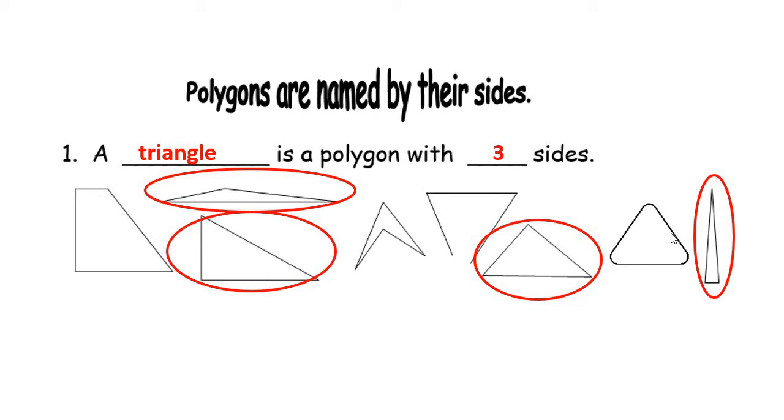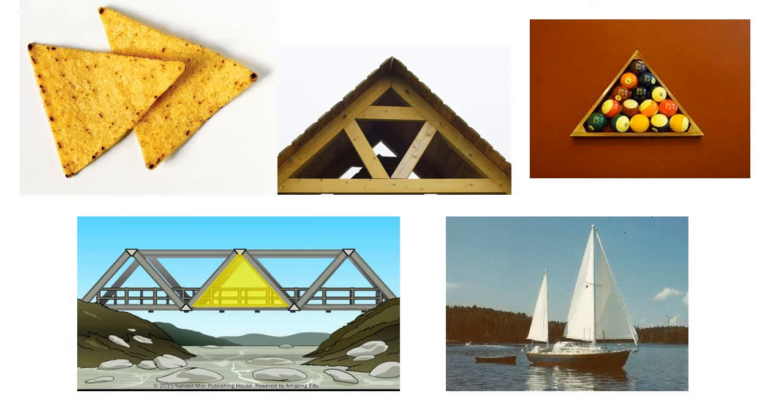You should have circled these 4 shapes as triangles. All of them have exactly 3 sides and also 3 angles, and are straight sides, no curves, and no openings. Here's some real-life examples of where we actually see triangles.